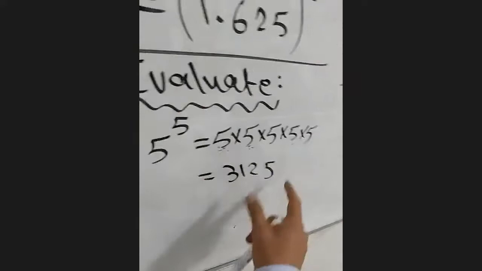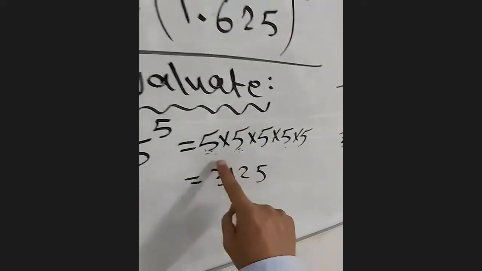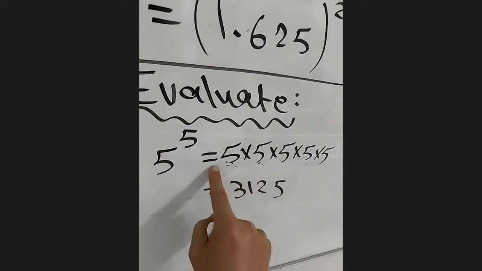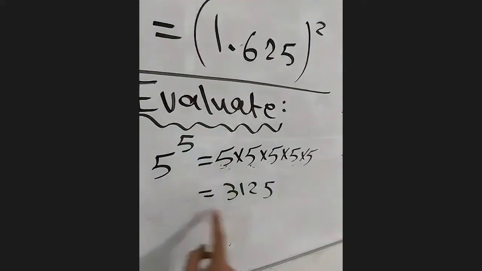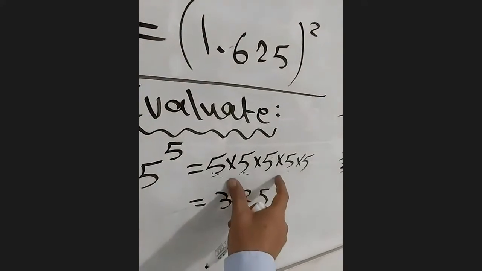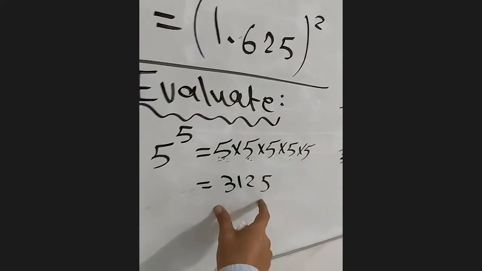Guys, don't put only the final answer. Put this, equal, then equal the final answer. Don't just put 5 to the power of 5 equals this. No. Put this, then this. Thank you, Muad.